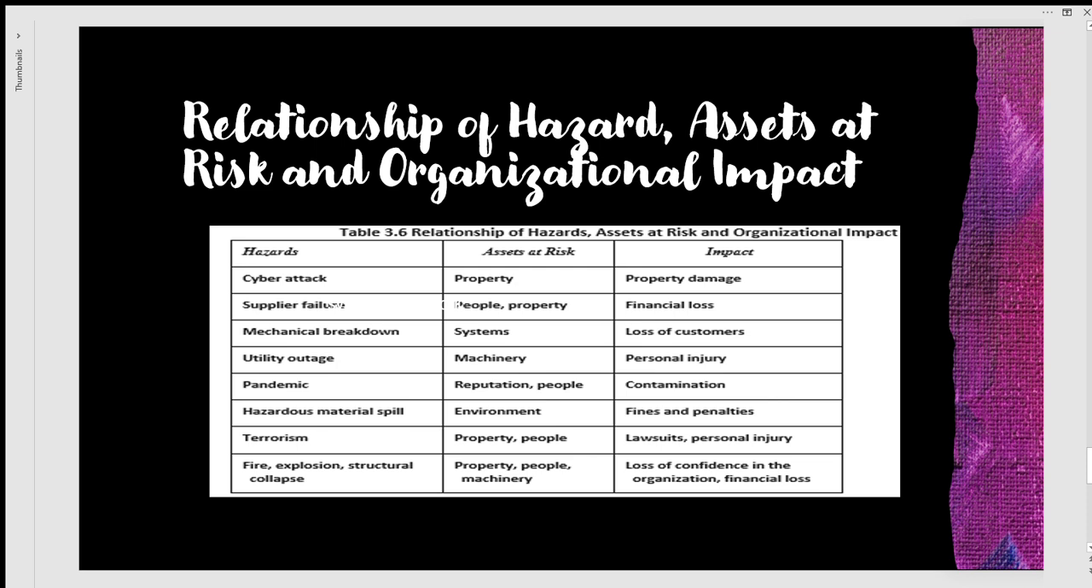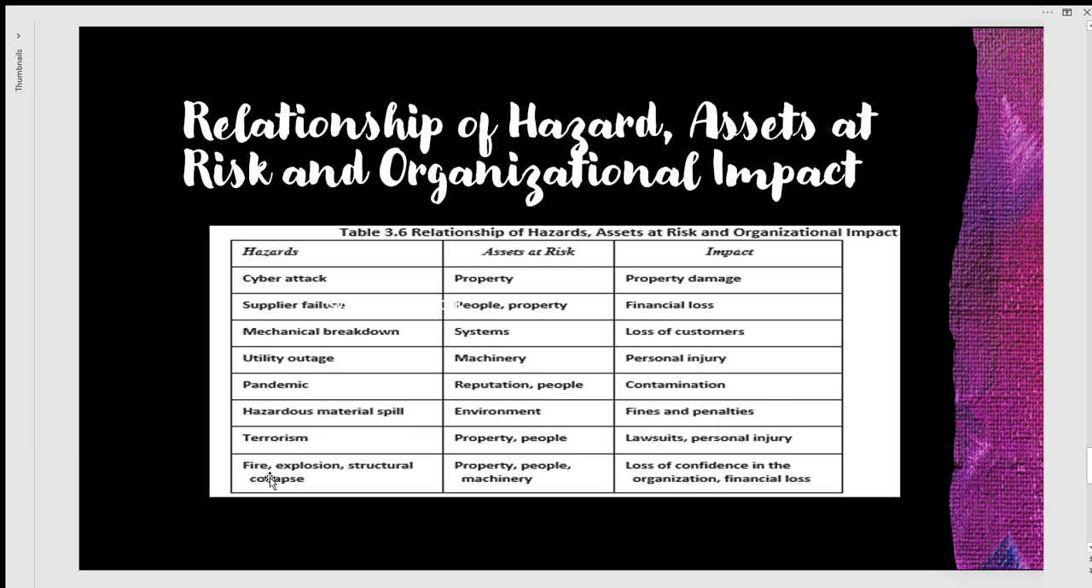Yung hazardous material spill naman, magiging asset at risk dito is yung environment. Not just the environment, pero the people within that environment din. So, pag may ganyang nangyari, pwede tayong magkaroon ng fines and penalties. Terrorism. Ang asset at risk dito, property and people. The impact will be lawsuits and personal injury. The last one is fire explosion, structural collapse. So, the asset at risk dito, ito yung pinakang matatamaan, which is the property, people, and the machineries. Impact, this is the loss of confidence in the organization and also financial loss.